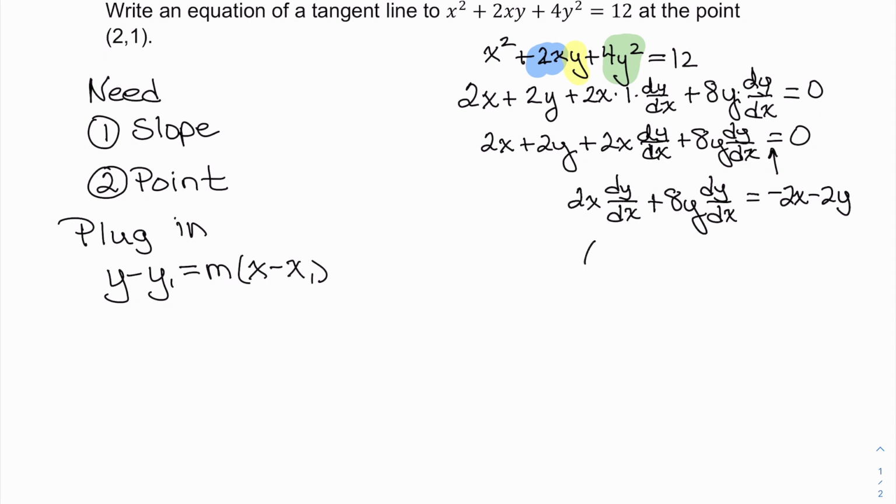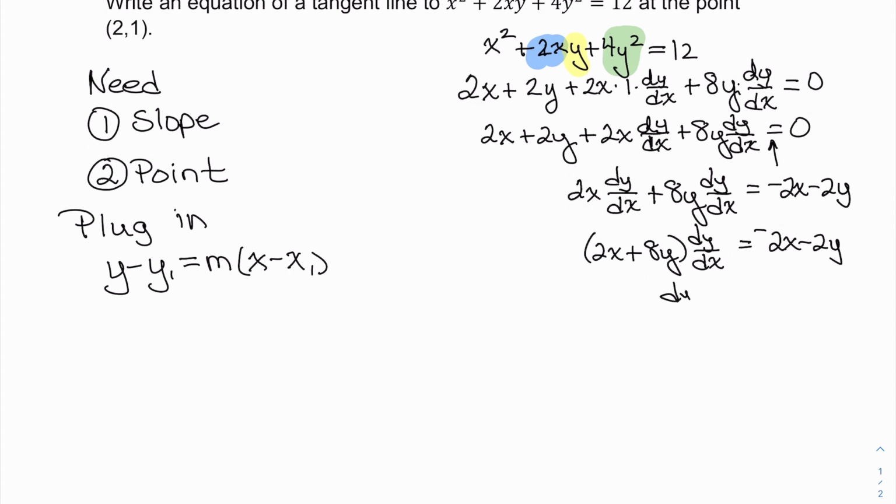Factor out the dy/dx. I have the quantity 2x plus 8y times dy/dx equal to negative 2x minus 2y. Then divide both sides by whatever is multiplied to your dy/dx. So dy/dx is equal to negative 2x minus 2y over 2x plus 8y. That's the formula that gives me the slope of that relation at any point on the curve. I specifically want to know the slope at the point (2, 1).